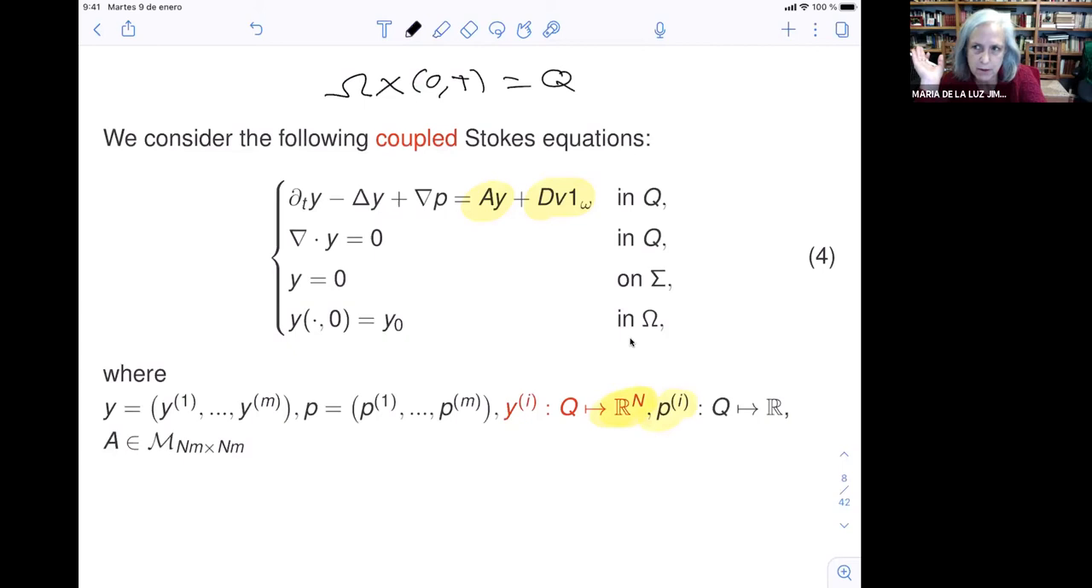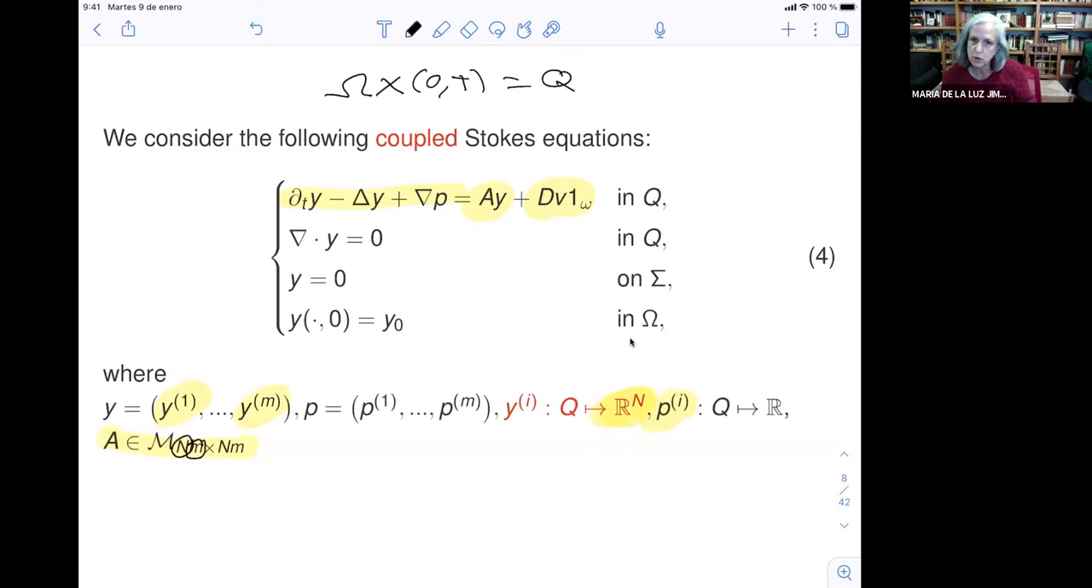And here I am considering a coupled equation. So each y, in fact, has y1 to ym as equations, but these y1, y2, ym belong also to R^n, so our vectors, okay, in R^n. And my matrix is related with the number of equations that I am controlling or considering, and the dimension of the space in which I am taking the Stokes equations.